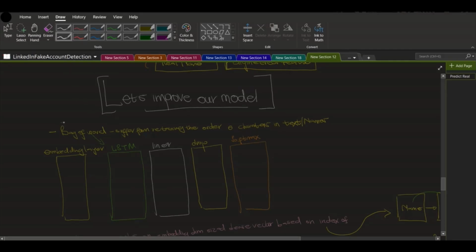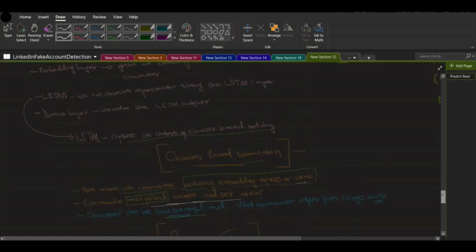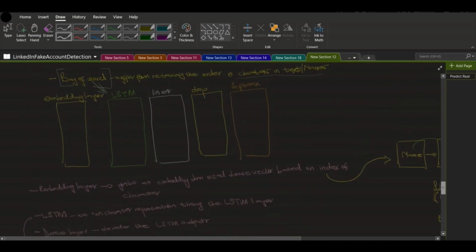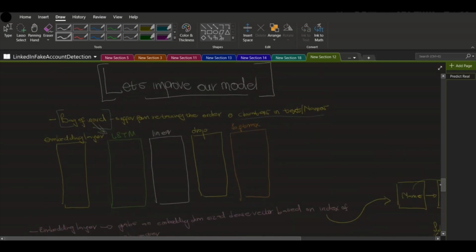Now, onto improving our model. One way we can improve our model is that we know that bag of words suffers from not retaining the order of the characters in the text or names, right? So I've introduced an LSTM model, which is going to help us retain the context between the characters and make sure the order between the characters is retained. I've also included the dense layer, which is going to capture the complex interaction between the characters and also the engineered features. We also have a dropout and a softmax.